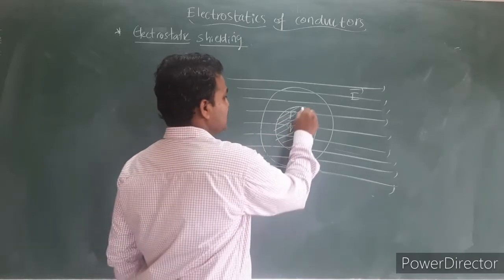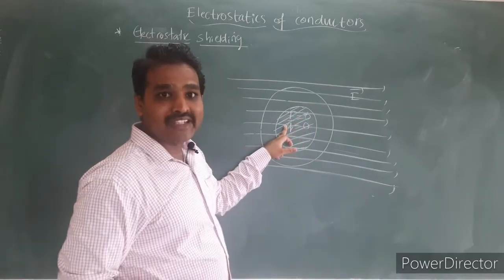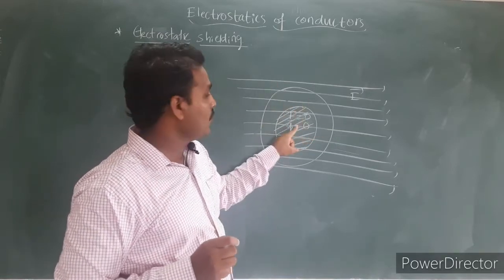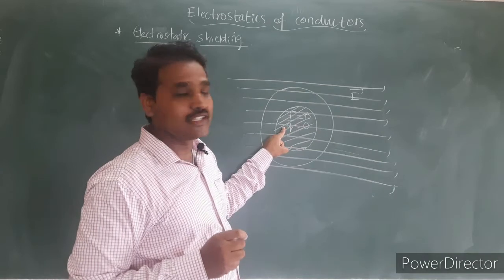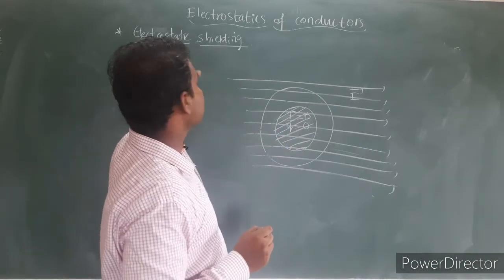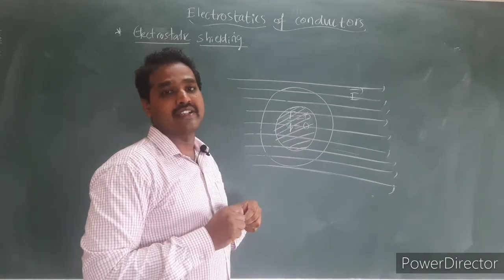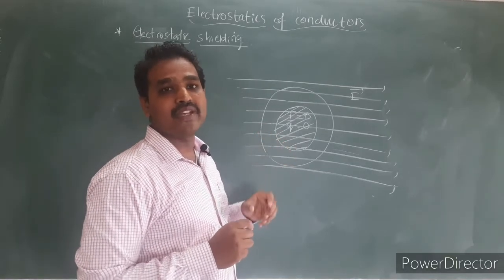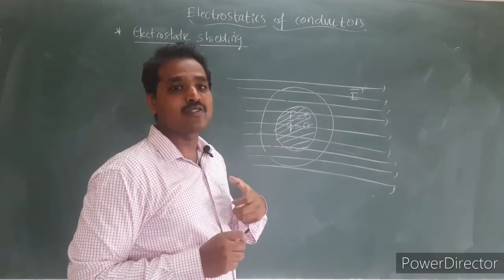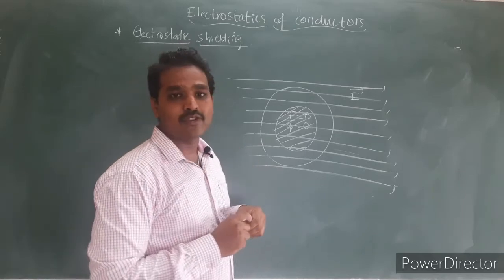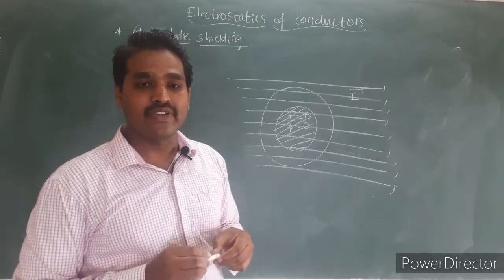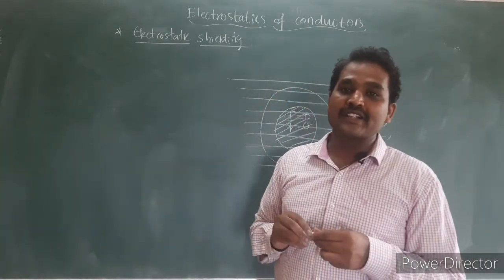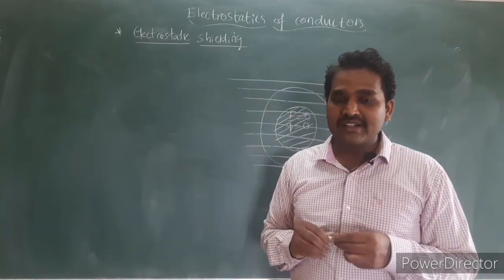So this process of protecting the sensitive instruments within the cavities of the conductor where the electric field is equal to 0 is called electrostatic shielding. This is a very important property of the conductor, which helps us to protect the sensitive instruments from the strong electric field. So these are the behaviors or the properties of the conductor when they are under an external electric field.